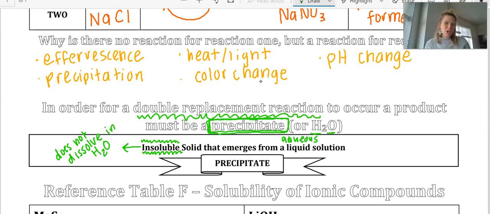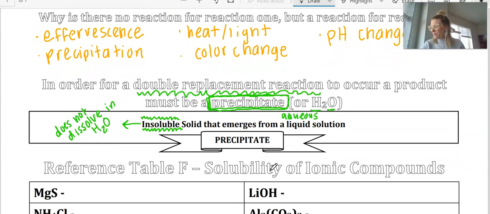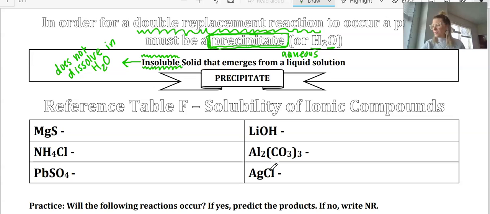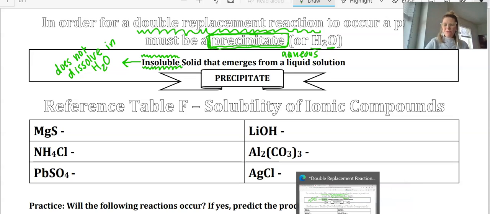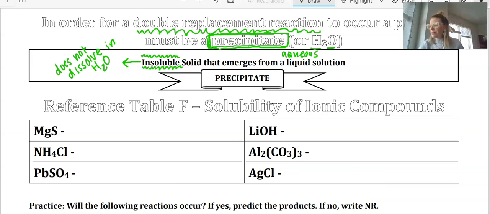So how are we going to determine if something is soluble or insoluble? This is where our newest reference table is going to come into play. We have a new reference table that we're going to use to help us determine our solubility rules, and that is reference table F, the solubility of ionic compounds. Now, I thought I had pulled this up for us to use, but let me quickly pull it up again so that I can physically write on it.